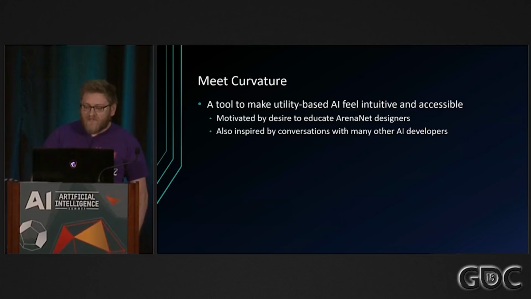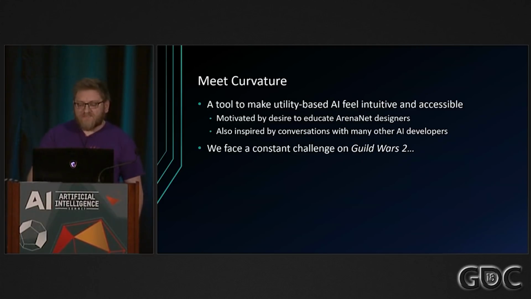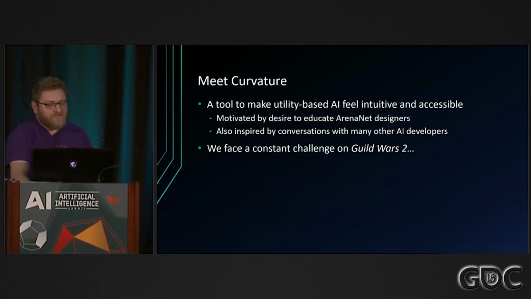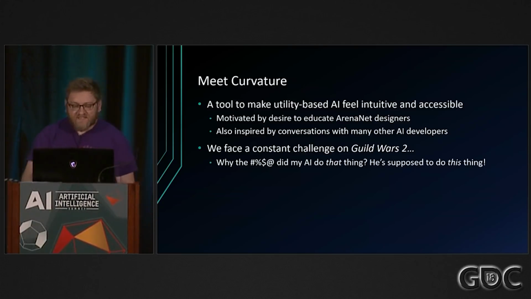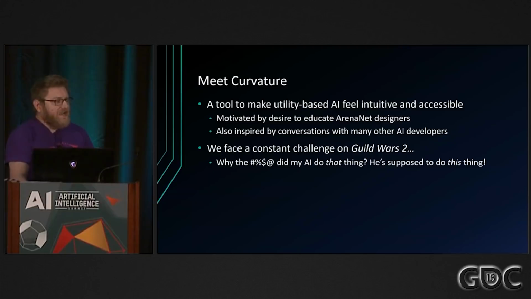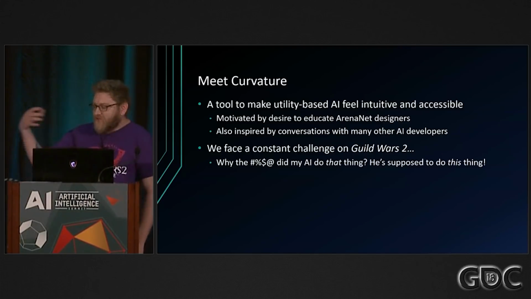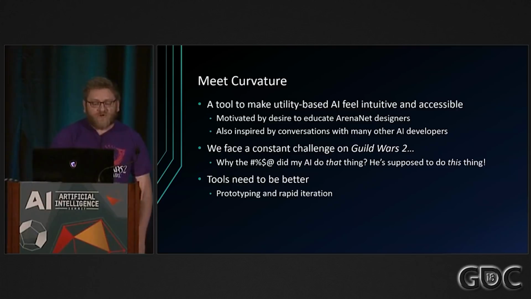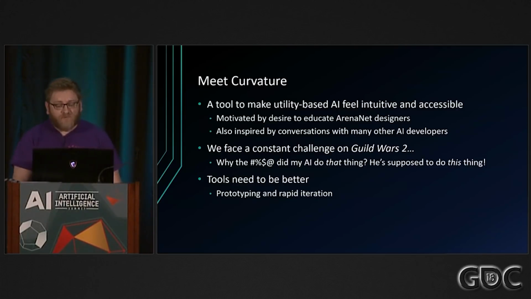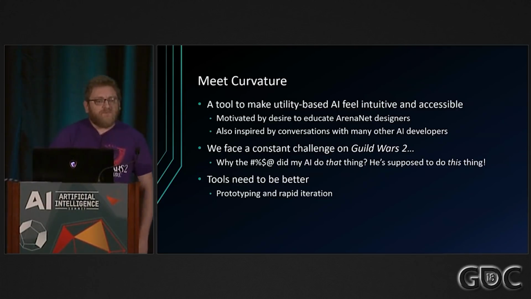So there's a specific challenge that keeps coming up in the Guild Wars 2 franchise, which is probably easiest to summarize as, why the hell does my AI do that thing? He's supposed to do this thing. So the fact that we keep facing this question over and over signals to me that our tools need to be better. We need to be better about creating tools for rapid iteration and prototyping, but we also need to be better about creating tools for debugging.